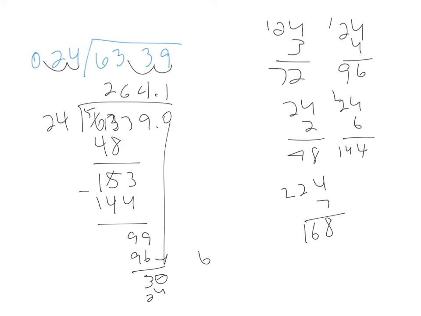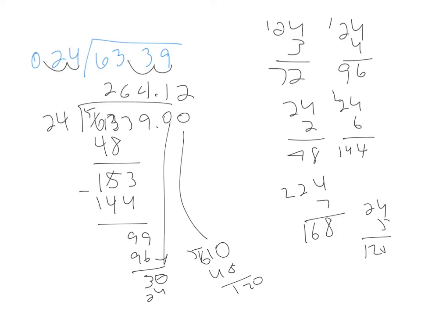I don't have enough room. I'm going to bring another 0 down. 60. 24 times 2 is 48. 120, 24 times 5. Finally. 264 and 125 thousandths. So we got a lot of long division there, but it's going to work out okay.